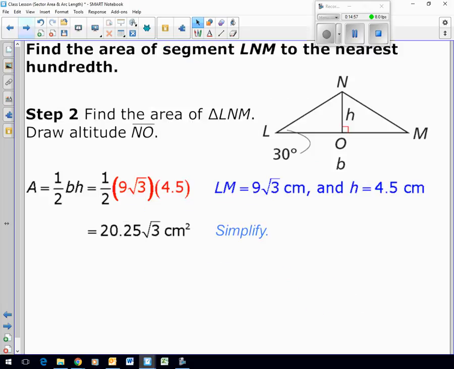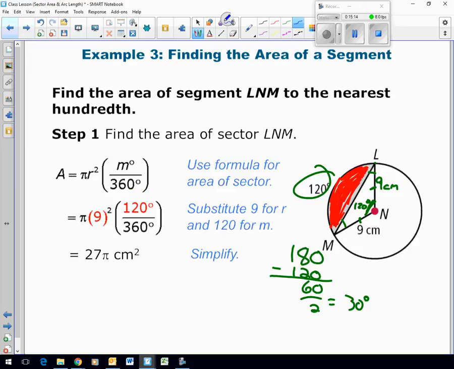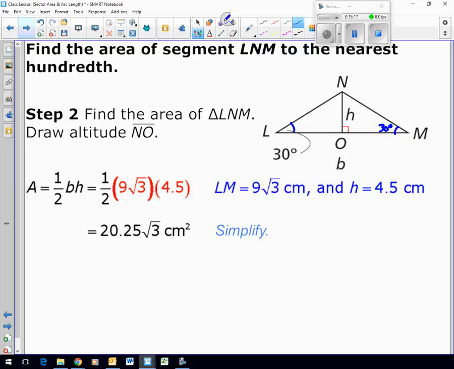When I look at this triangle, I've got to find the altitude to get the height. I've already figured out that those angles are 30. Let's think about this. Remember, LN and NM are both 9. This is 9 and this is 9. Guys, this is a hypotenuse, how can I figure out what this side right here would be? That altitude side?